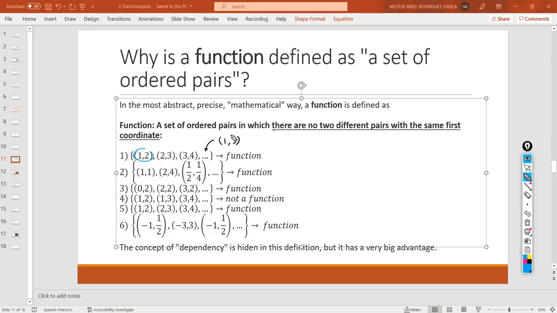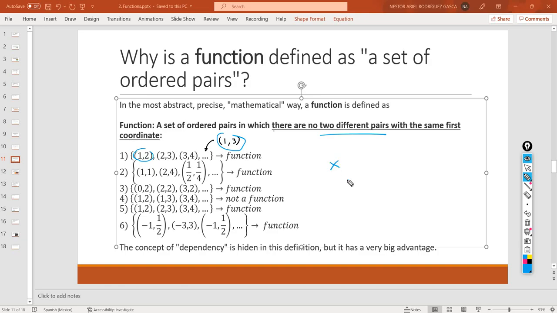This is different than this. You see, two different pairs, and they have the same first coordinate, 1, 2 and 1, 3. This type of thing cannot exist if this is supposed to be a function. You cannot have something like this, 1, 2, that's one pair, and another pair being 1, 3. You cannot have different pairs having the same first coordinate. Why? You need to understand why. Because we're talking about a function.